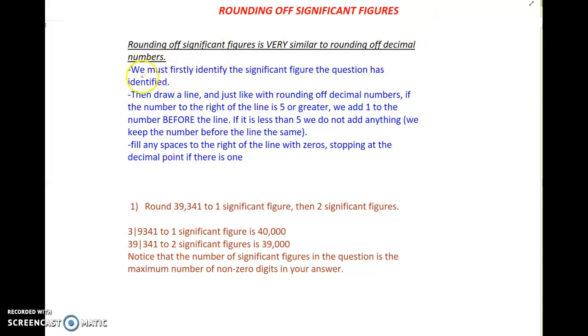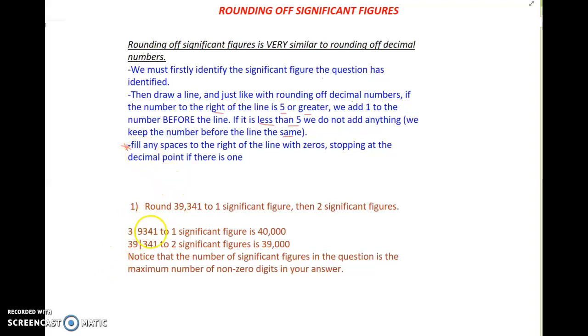The first thing is we must identify the significant figures in the question. Then afterwards we draw a line, and just like rounding off decimal numbers, if the number to the right of the line is 5 or greater, we add 1 to the number before the line. If it is less than 5, we do not add anything. We keep the number before the line the same. Fill any spaces to the right of the line with 0, stopping at the decimal point if there is one. This is a very important note to remember. We're going to come back to this one here.